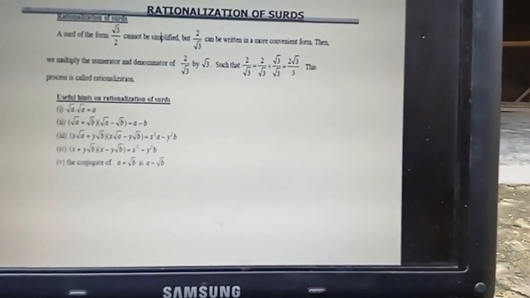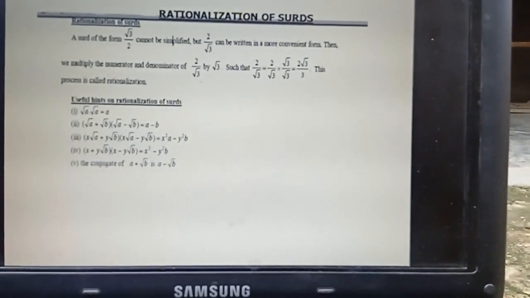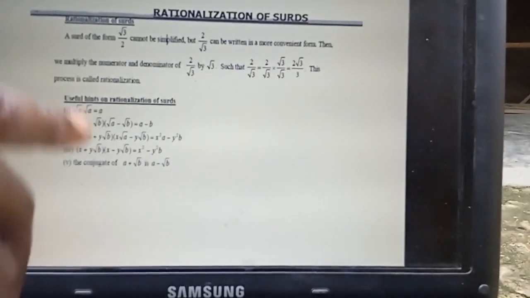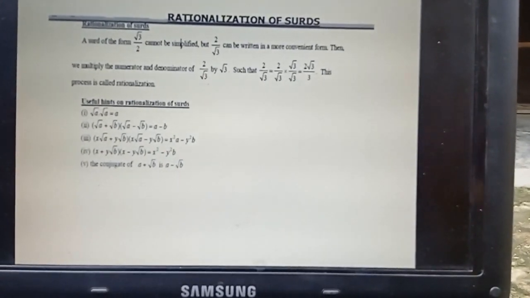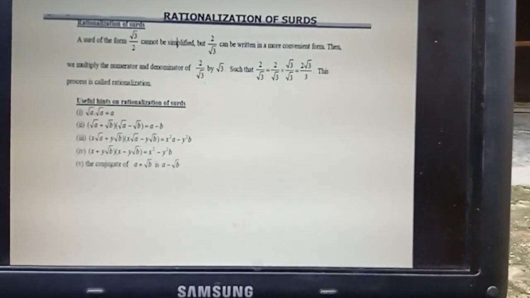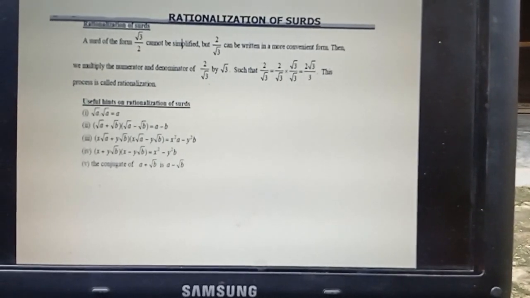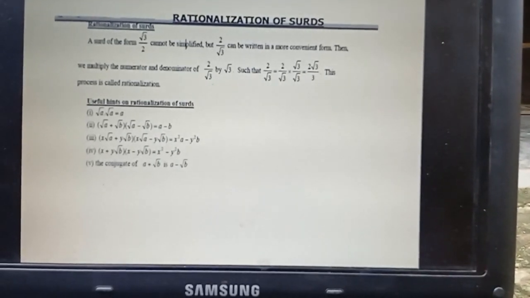There are hints under this rationalization. See the hint here. You should follow it clearly. You see, there are 1 to 5.